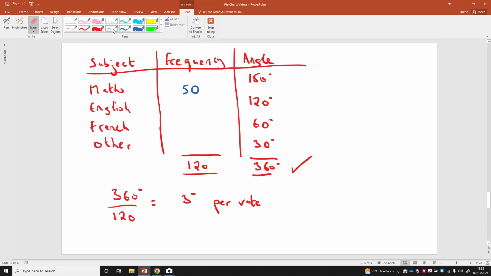Again, English: 120 divided by 3, I think, is 40. And you can check, can't you? 40 times 3 is 120.